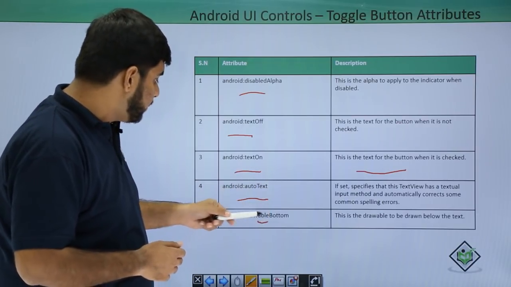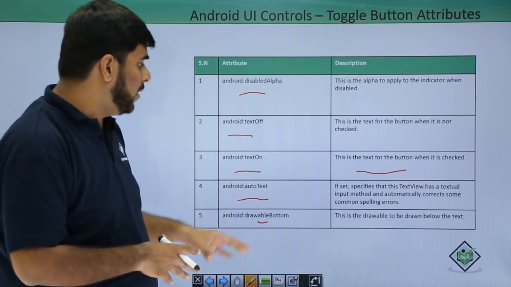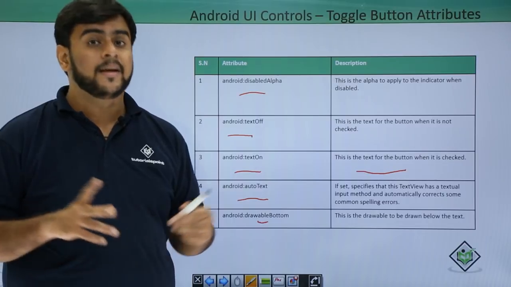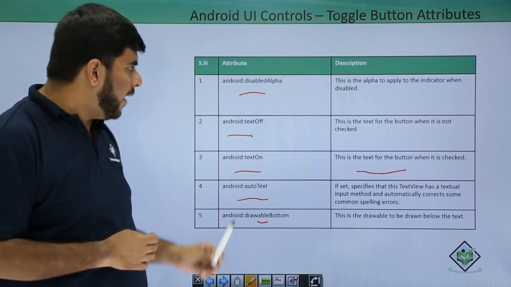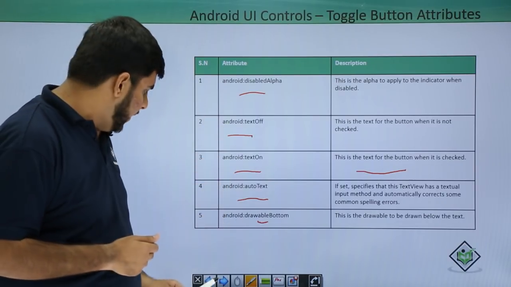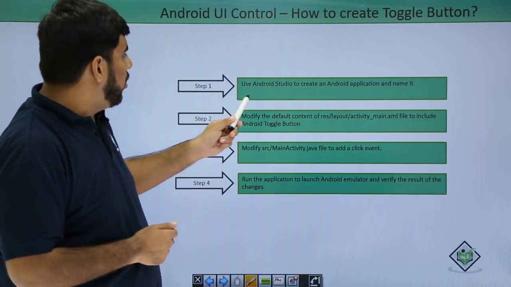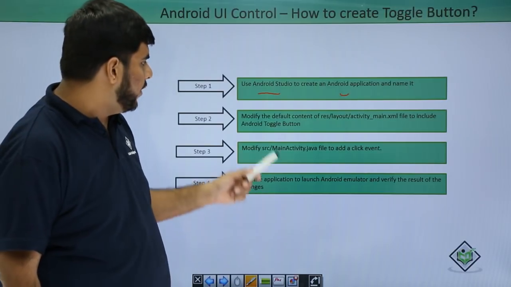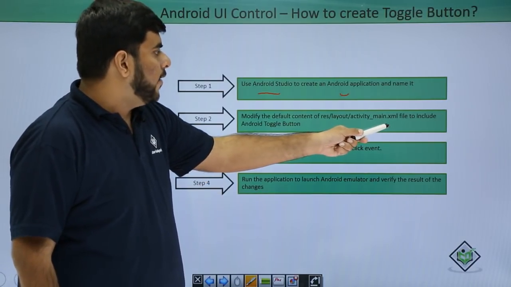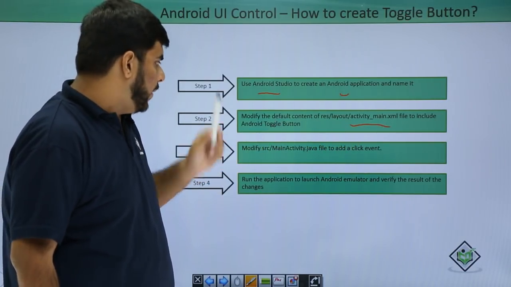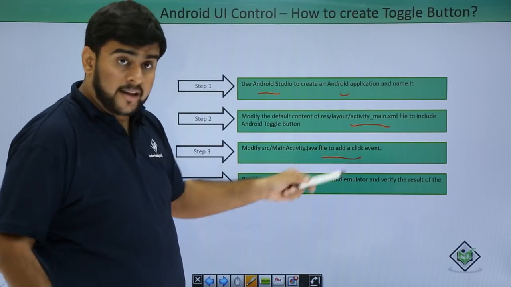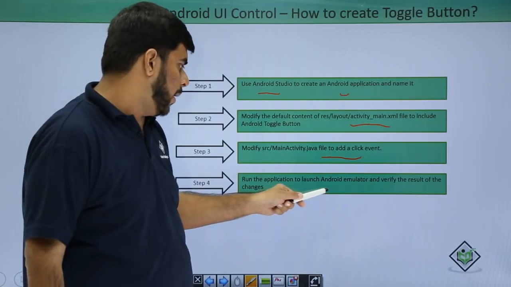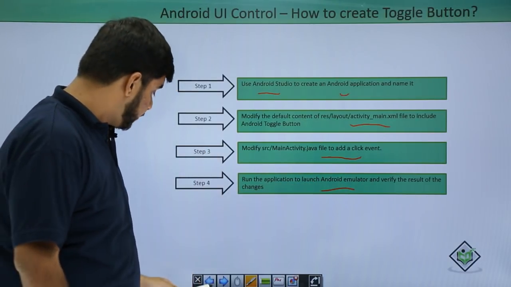Then is drawable bottom. By drawable bottom, I simply mean what should be shown below the text if I want to have some image in my toggle button. Now let's see how I actually add a toggle button to my application. I open up Android Studio and create a new application. In the activity_main.xml, I take up a toggle button. Then I add the click event wherein I would be checking the state of my toggle button and would be running the application to see the result.